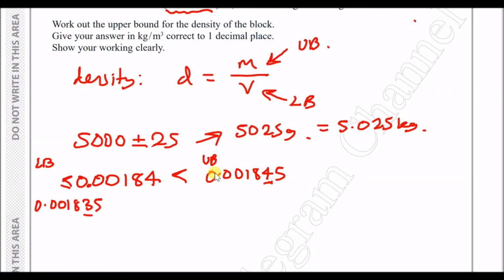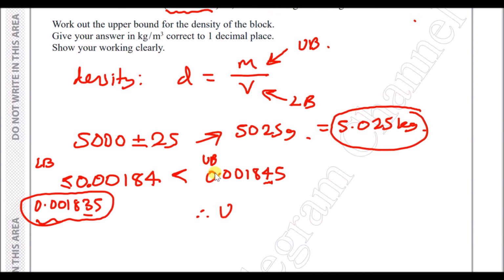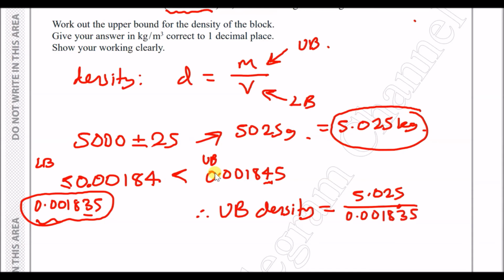So we're done now. Now we have a lower bound value, which is here, and we got upper bound value for our mass, sorry, which is here. And now we just divide the two values. So therefore, we can say that the upper bound density equals 5.025 over 0.001835.